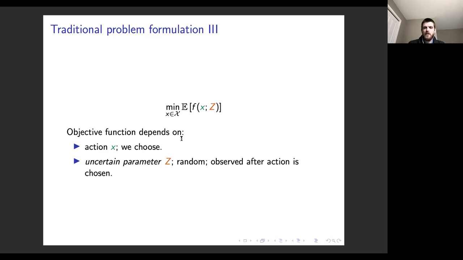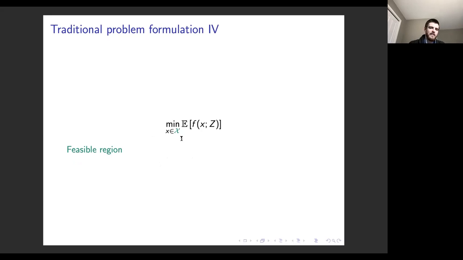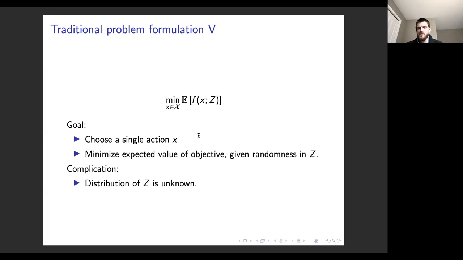And then another component of the problem is the feasible region. So usually you have a set, here I've just represented by this calligraphic X. And so you're going to have a set of different actions that are allowed, and you have to choose an action from your set of feasible actions. So your goal is to choose a single feasible action that's going to minimize the expected value of your objective function, given the randomness in your uncertain parameter.